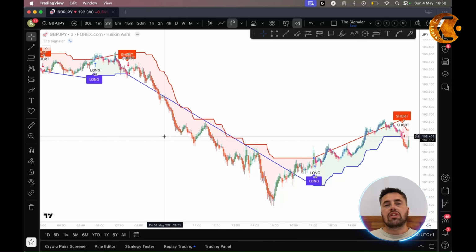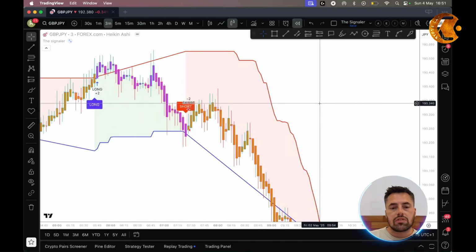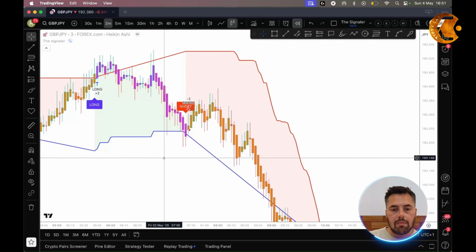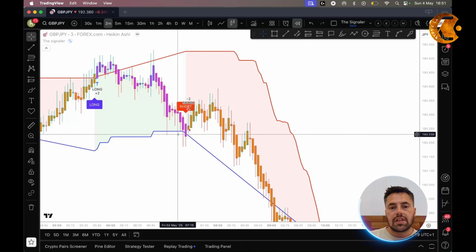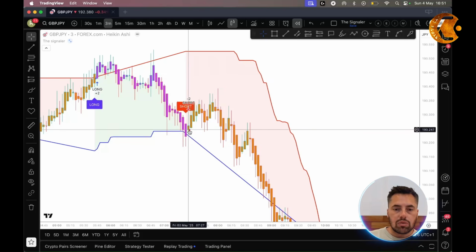To run you through this GBP JPY trade that I took, you must know that I love to trade the London session. It's where the big moves come from. So I'm on my laptop at 7 AM, ready for that London move. Now zooming in on this chart, you can see that the 7 AM market is here, and the short signal was given just shy of half an hour after. The signal was given on this candle right here.